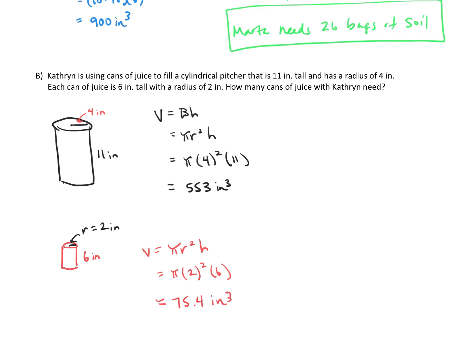So how many of these cans can we pour to fill this up? So we'll just take the volume of the pitcher, 553. Let's divide it by the volume of each can, 75.4, and that gets us about 7.33. So actually, I don't want to say cans yet. Let me erase my label. So 7.33. So it takes 7 cans and then another about a third of a can. So how many total cans would she need to fill this? She would need 8 cans total to fill up that cylindrical pitcher.